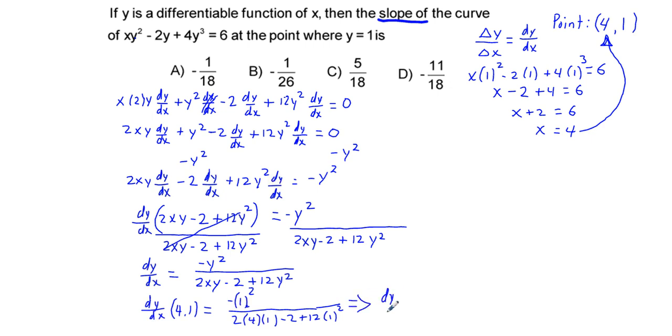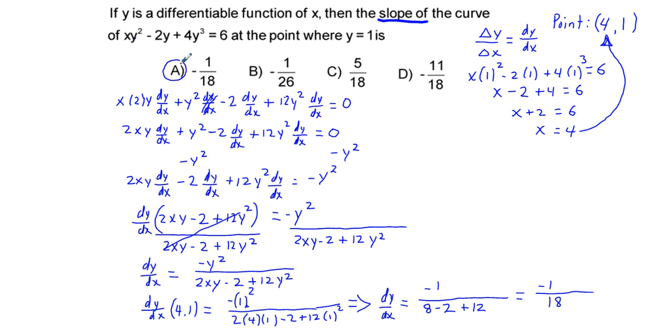Okay, and I'm going to go to the right here. dy/dx is equal to negative 1 in the numerator. In the denominator, we have 2 times 4 times 1, which is 8. And then we have minus 2 and plus 12. And this is going to simplify to negative 1 over 8 minus 2 is 6 plus 12 is 18. So we have negative 1/18. And so that's going to be answer choice A.